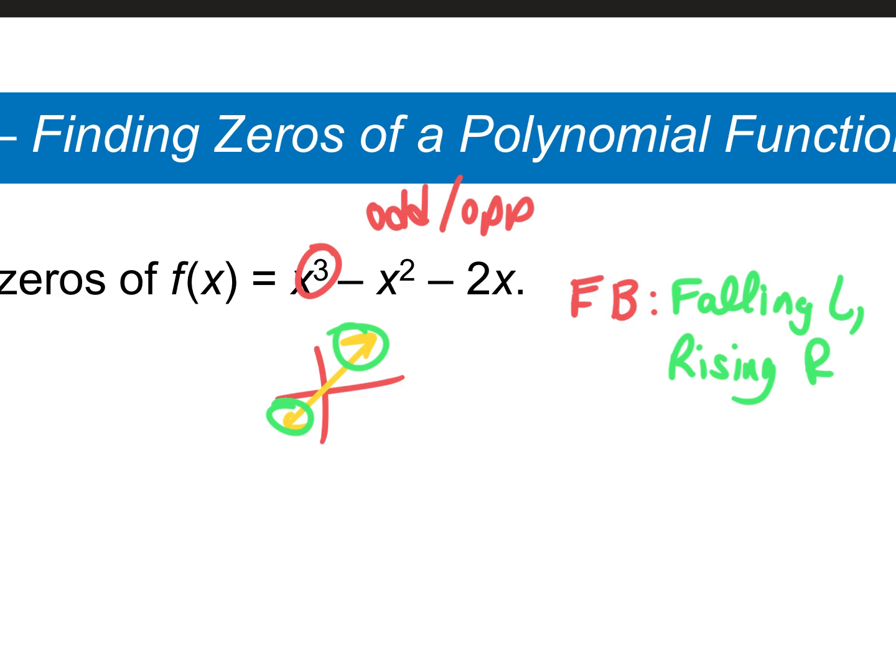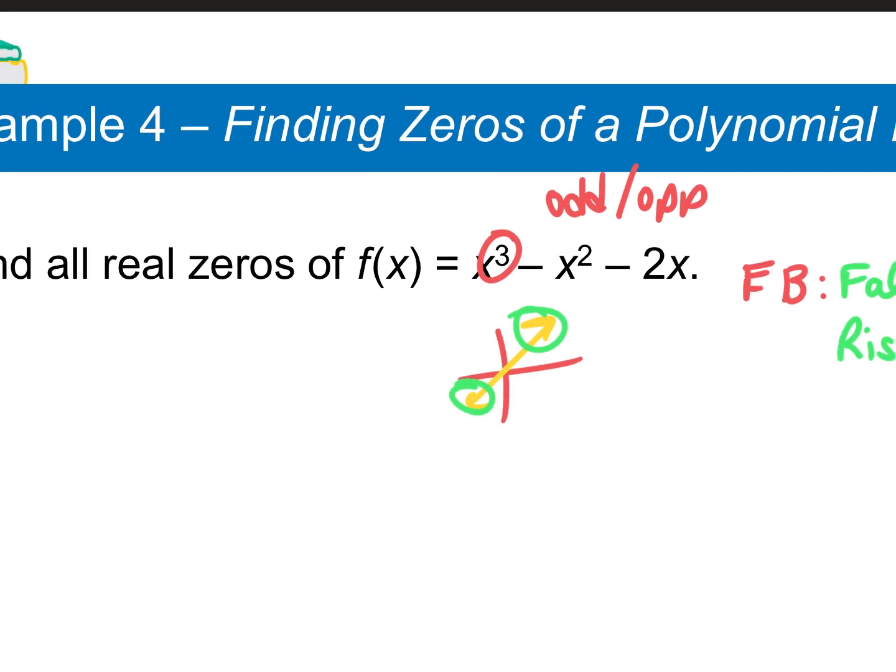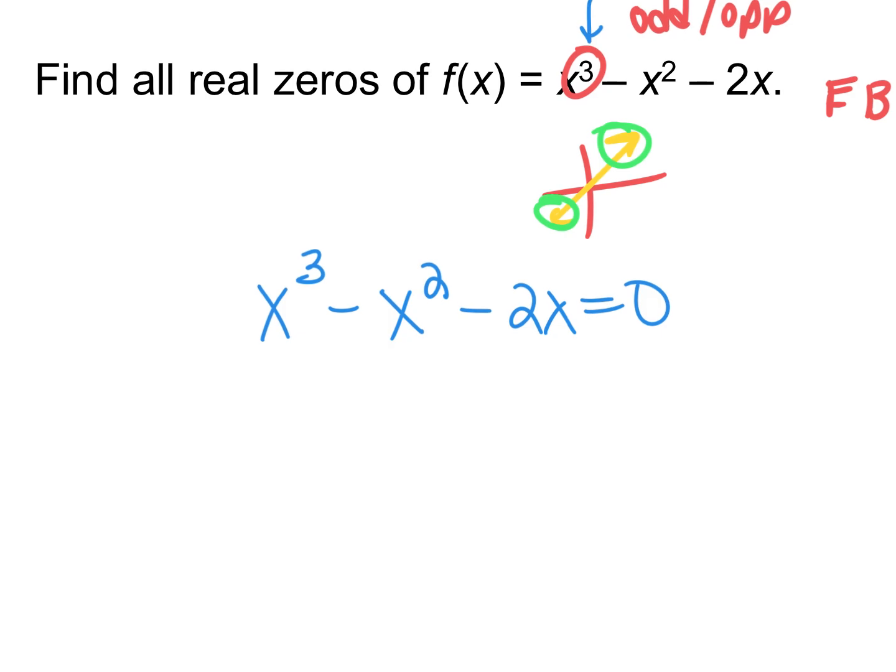Now it says find all the zeros. Well, how many answers should I get? 3. How do you find the zeros? You set y equal to 0 and solve. So I have x cubed minus x squared minus 2x equals 0. How do we solve this? What's the first thing we look for? GCF, is there one? Yep.